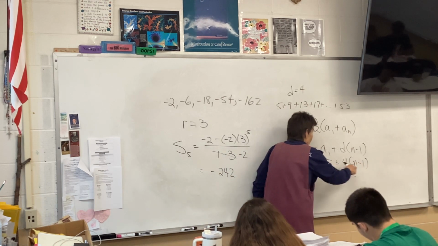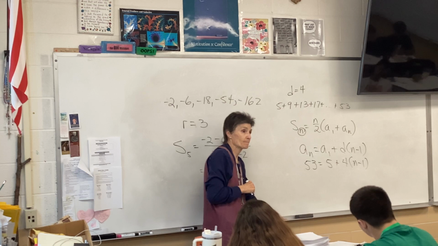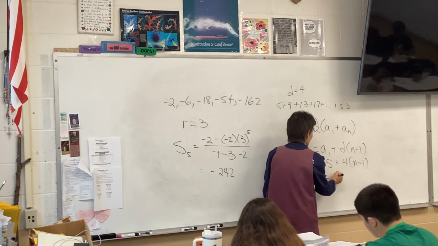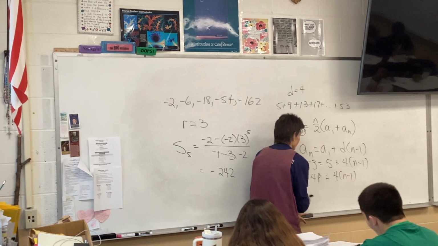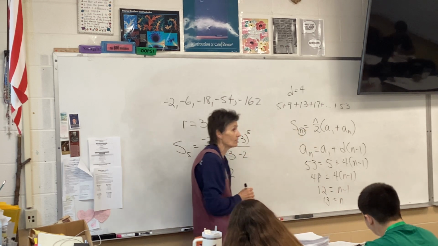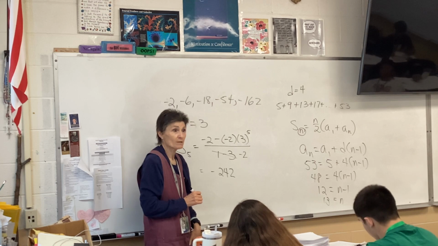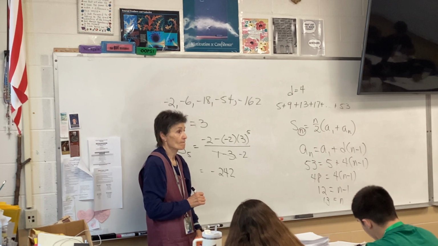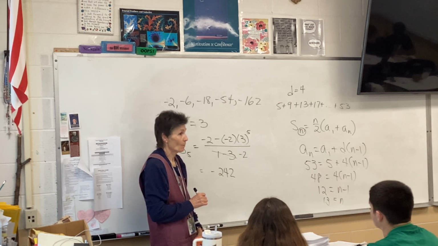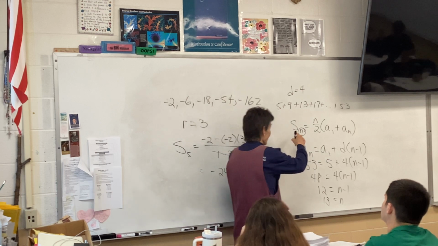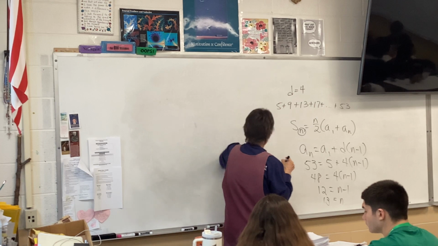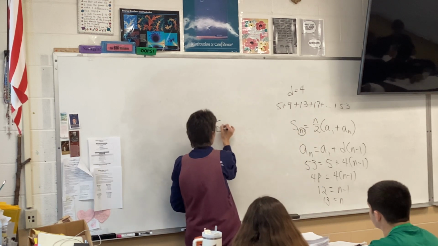Can I solve that equation and figure out n? Yep. So I'll subtract 5, so 48 equals 4n minus 4. So 12 equals n minus 1, and it looks like there are 13 terms, right? Now, is that the answer to the question? No. Now I can go back to the formula I tried to use in the beginning, because now I know that n is 13.